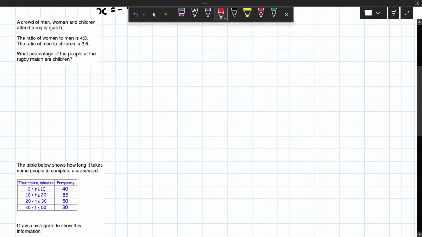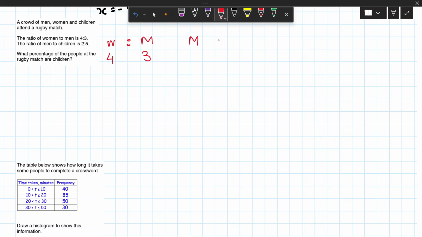The second question says, you've got a crowd of people in which there are men, there are women, and there are children attending a rugby match. So it is a ratio question. The first thing I would do is write out the headings of the ratios. So women to men is 4 to 3. And then I have men to children, that is 2 to 5.